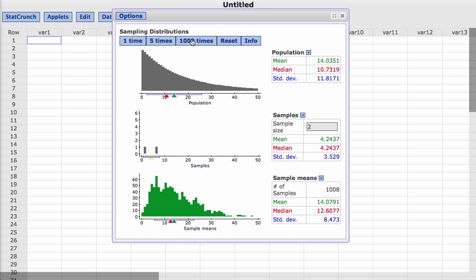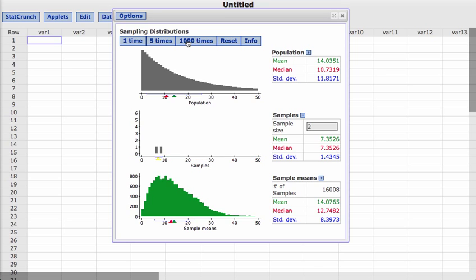So I'm going to do that another 1,000 times and another 1,000 times. Again, we've already succeeded in our first objective, and that is to recall what a sampling distribution is. This is a sampling distribution. It is the distribution of the sample means. What we want to do now is to think about what happens to the shape when our sample size increases.